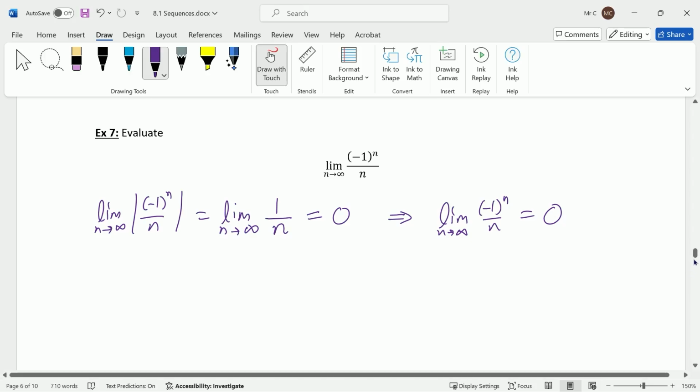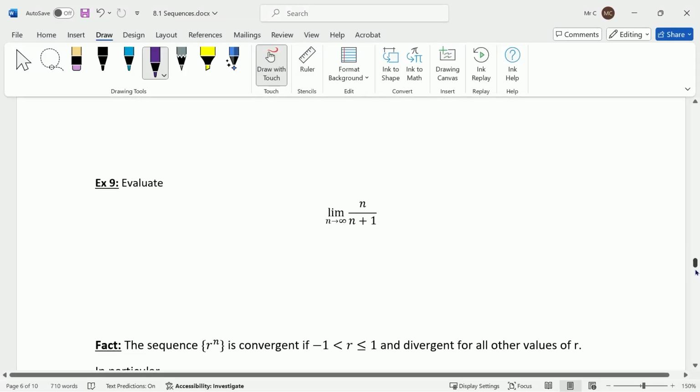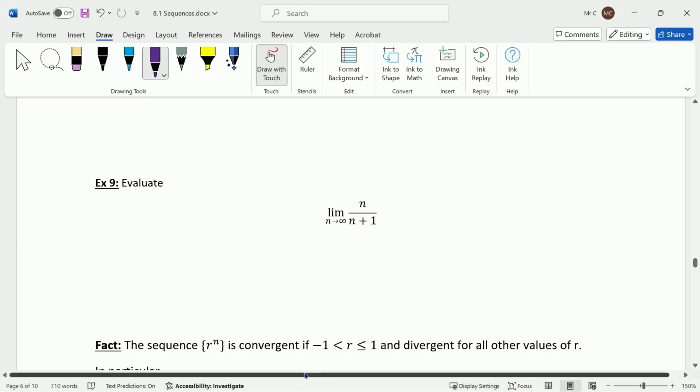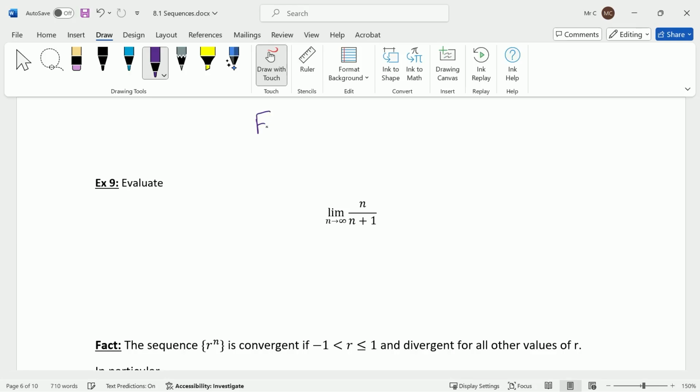Next, evaluate the limit as n goes to infinity of n over n plus 1. Now, in my Calc 1 course, I cover a lot of examples of this type of limit. So this is one where we can just delve into algebraic techniques, but they all rely on the following fact, that the limit as n goes to infinity of 1 over n to a power is 0 as long as that power is positive. So my goal with these is always going to be to rewrite this limit in a way that I can use this identity.